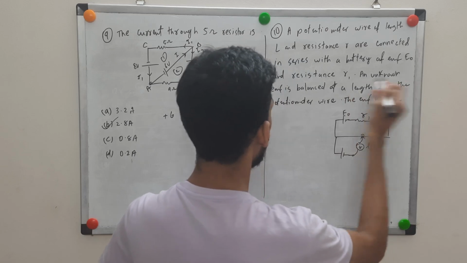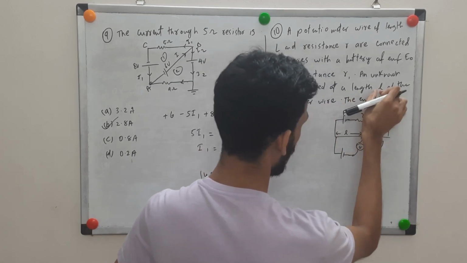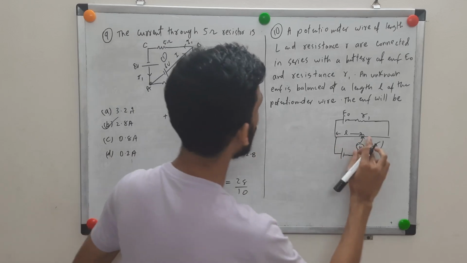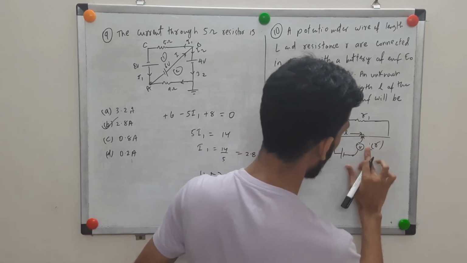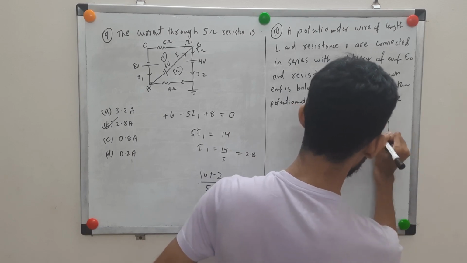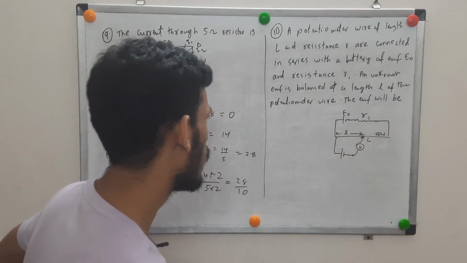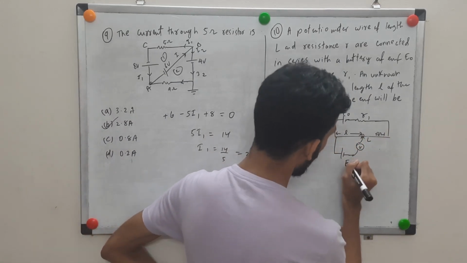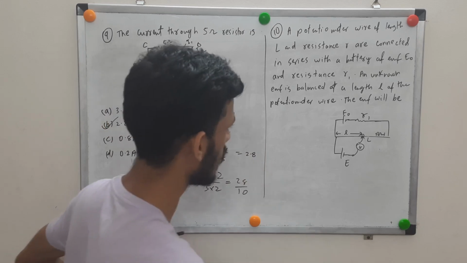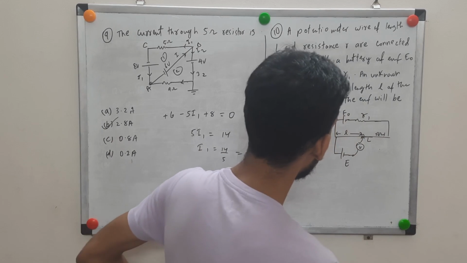So an unknown EMF is balanced. Suppose l is the balancing point, so l is the balancing length of the potentiometer. The total length is capital L, and it has resistance R ohm. Now you are supposed to tell what this EMF E will be, in terms of all this. There were options, but I needed space. So let us solve this. It is not that difficult.